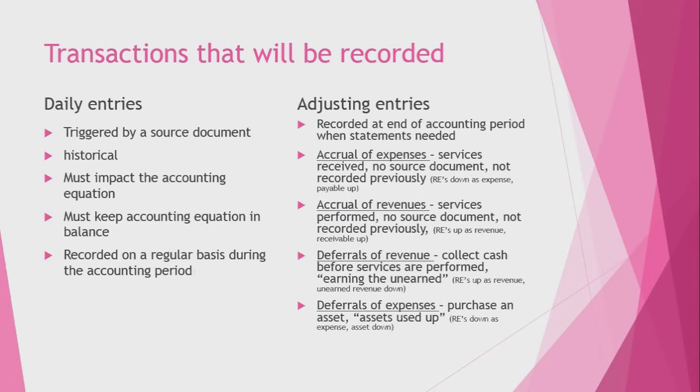So the types of events that we'll be recording. First part will be the daily transactions or daily entries. Usually for these entries we'll find a document such as a bill, invoice, cash in, cash out. Something usually triggers these entries. Something has to happen first, so they're historical. We're not recording things that are planned or pro forma or budgeted. And they have to impact the equation, which is of course assets equal to liabilities plus stockholders' equity.